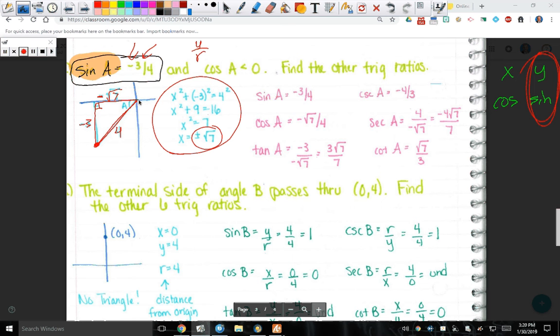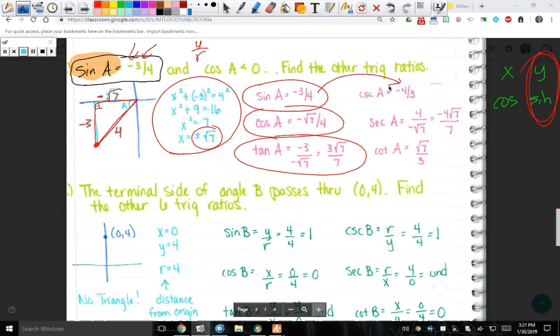All right, so from angle A, sine is y over r. Cosine is x over r. Tangent is y over x. Notice that they rationalized the denominator. And then we just did flips. So the flip of negative 3/4 is negative 4/3. They did the flip, check this out, they did the flip and rationalized it by multiplying by root 7 over root 7.